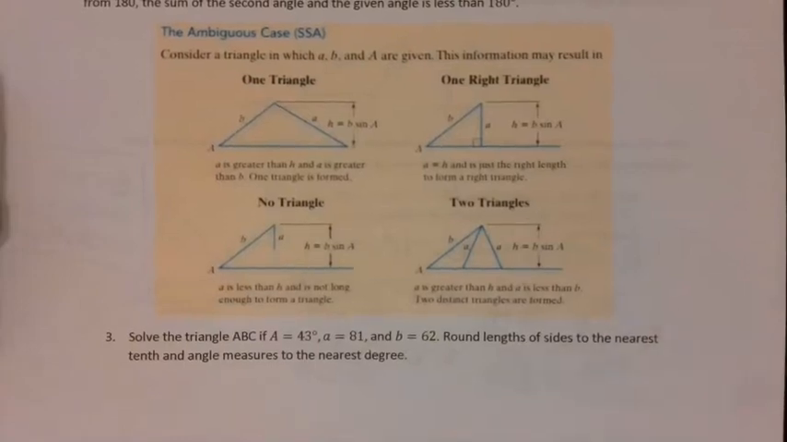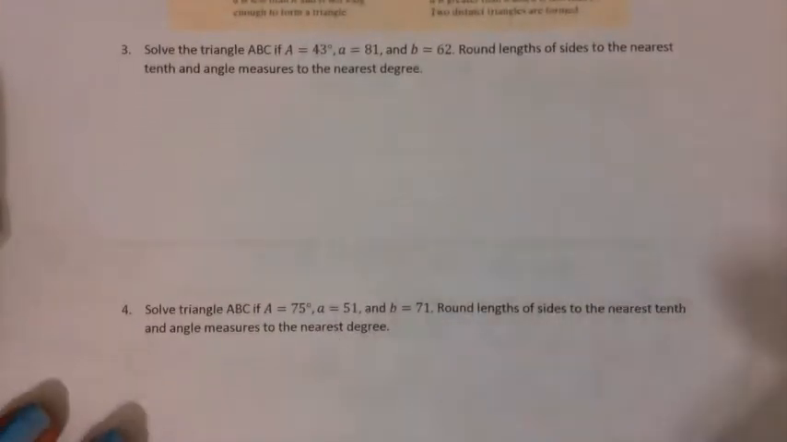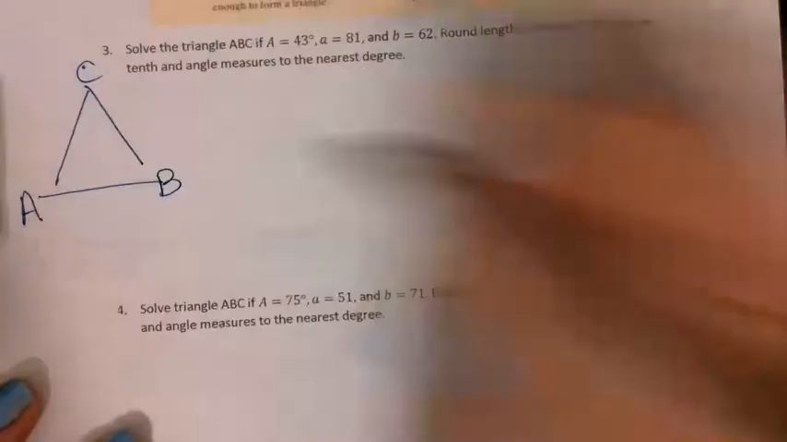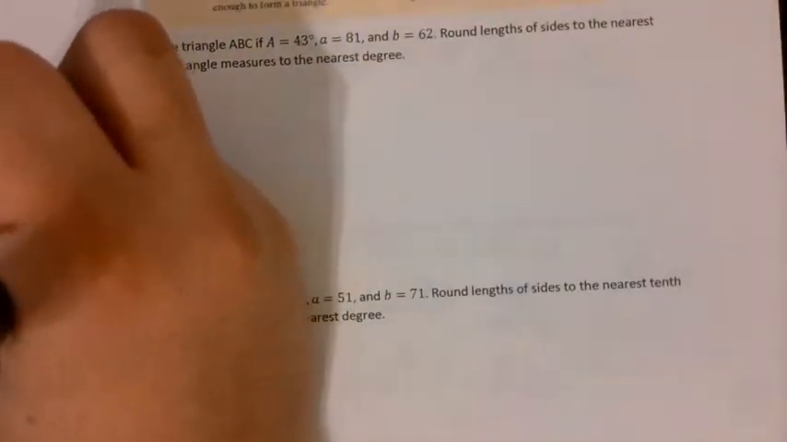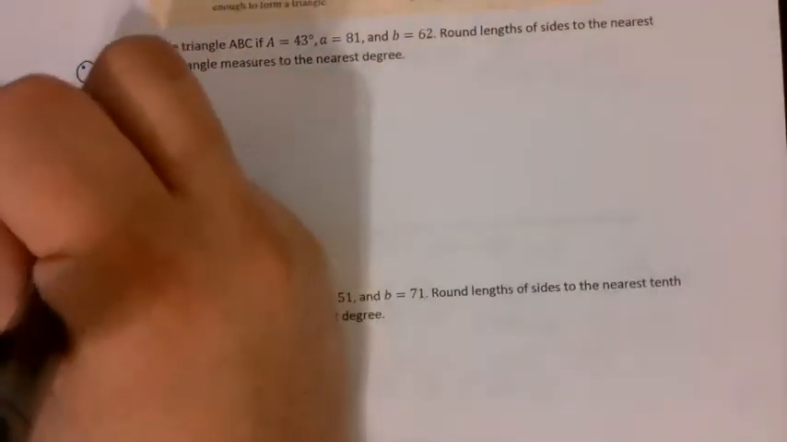When I have two triangles, what happens is I can take 180 degrees and subtract the second angle I have found, and that should still be able to be added to the first angle to find a third missing angle. So I'm going to move this off the screen. I'm going to draw my triangle for number 3. Okay. A is 43 degrees, little a is 81, B is 62.